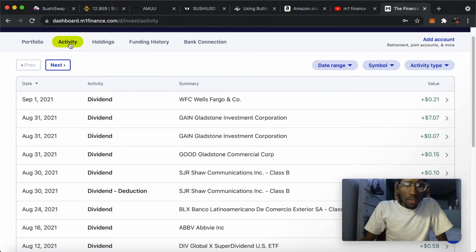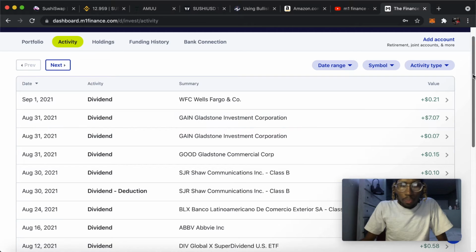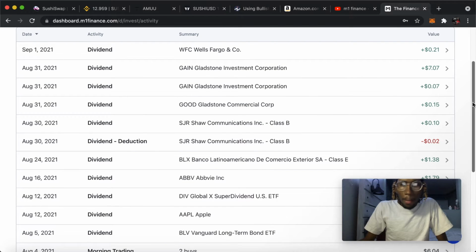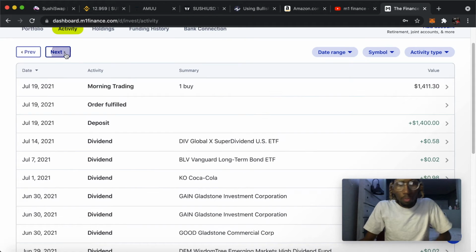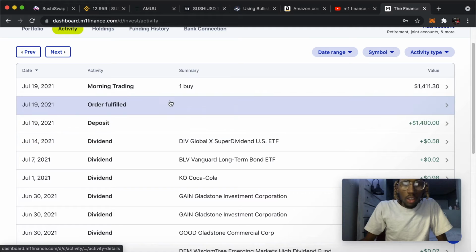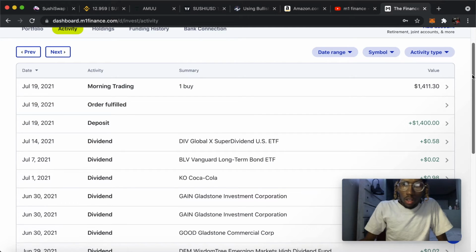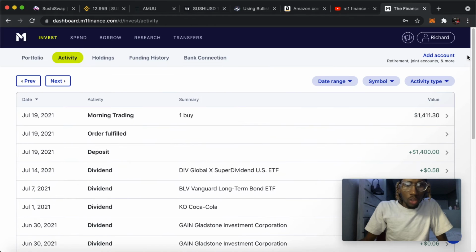But in your activity page, these are your dividends and how much money you deposited, right? So these are your deposits and your dividends. Pretty simple. So I'm going to try to get through this as fast as I can, explaining it the best I can, right?